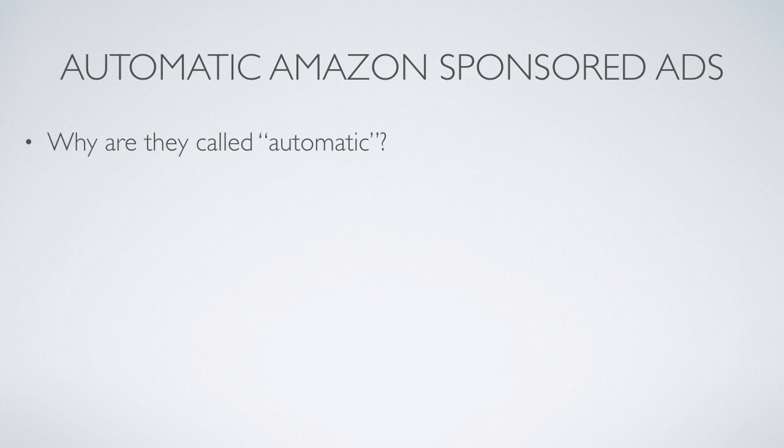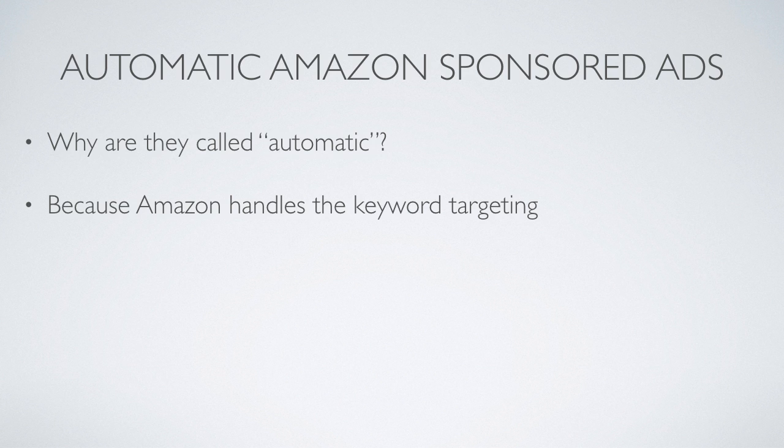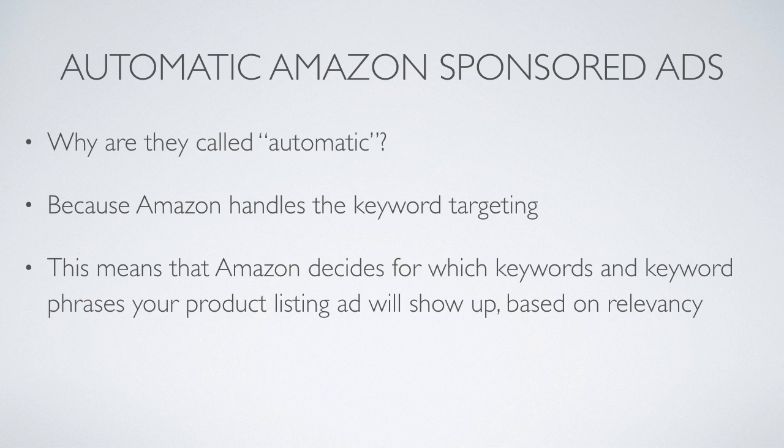Automatic Amazon sponsored ads. Why are they called automatic? So now let's get into some of the nitty gritty. I mentioned some things like bid clicks, or click bids, and daily budgets and whatnot, and other things. So let's actually get into it and understand what all of this means. So why are these ads called automatic ads? Because Amazon handles the keyword targeting. This means that Amazon decides for which keywords and keyword phrases your product listing ad will show up based on relevancy. Okay, so Amazon, based on your product, will handle the keyword targeting.